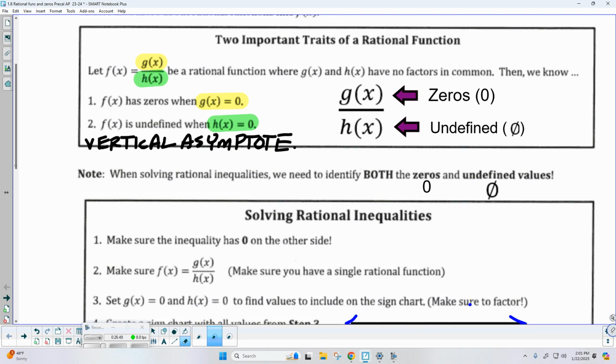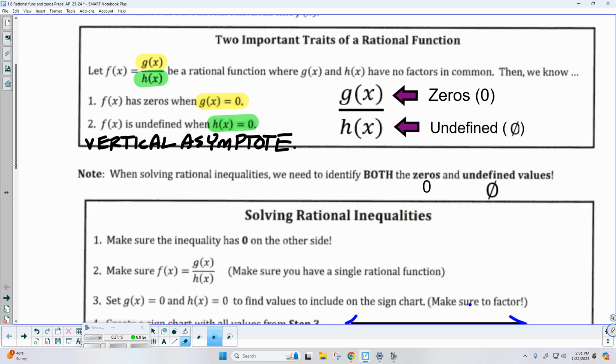Two important traits of a rational function. If I have a rational function where g is divided by h, they're both polynomials, but they don't have any common factors, then we know two things. One, the function f has zeros when the numerator g equals 0. And two, the function f is undefined when the denominator h equals 0.